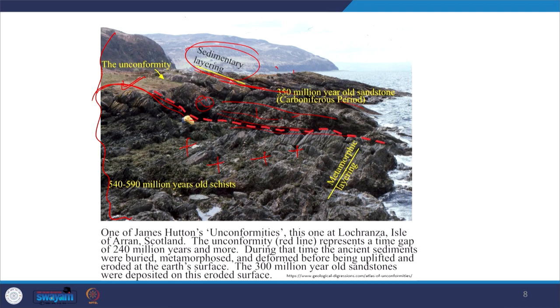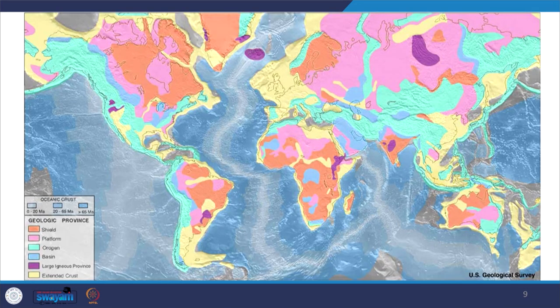these crustal rocks. Here, if you see the distribution of shields, platforms, orogens, basins, large igneous provinces and extended crust are shown. Most of the sedimentary rocks are confined to the Himalayan regions, and some sedimentary rocks are exposed in the rift basins. These are the platform sediments. Otherwise, we have the Indian shield exposed, and this is the large igneous province, the Deccan Trap, which is exposed at the western margin.